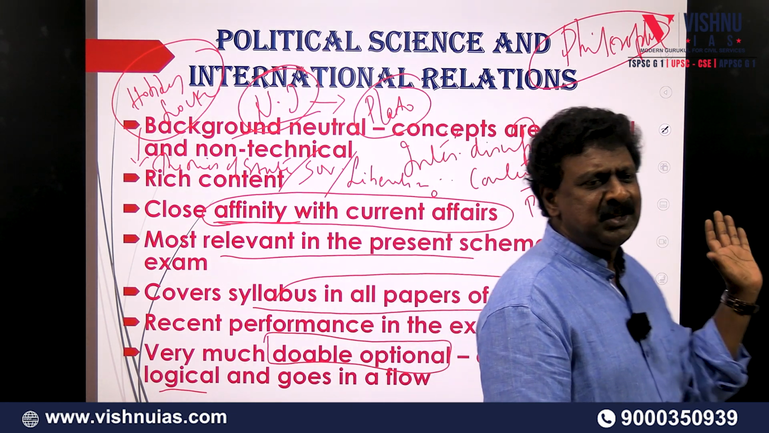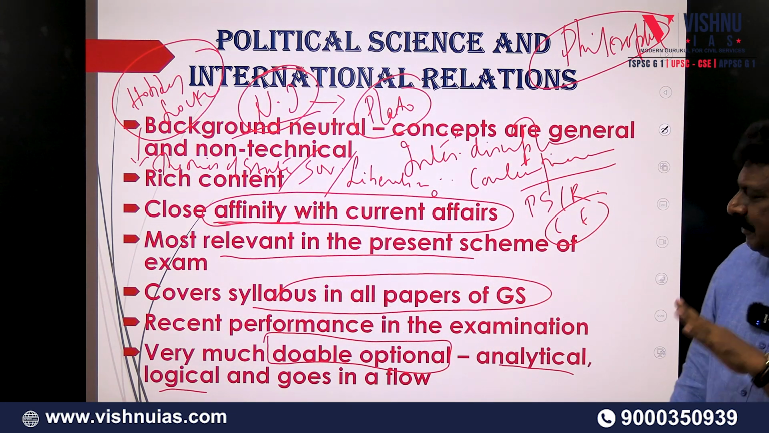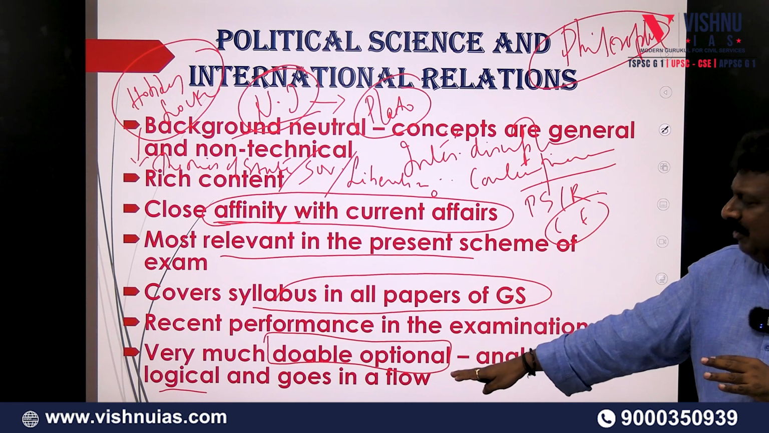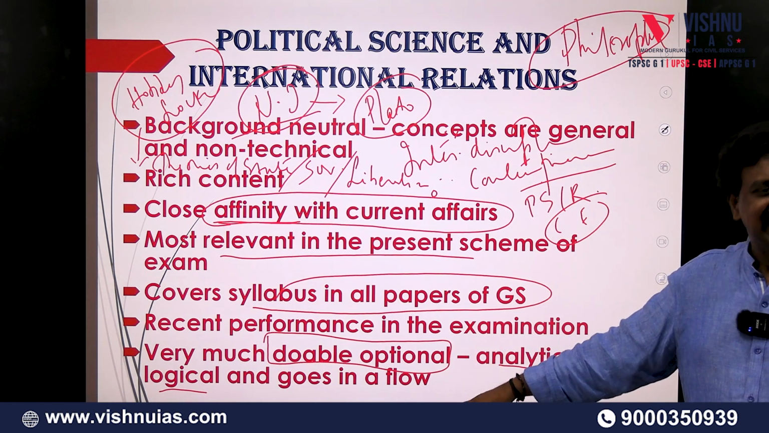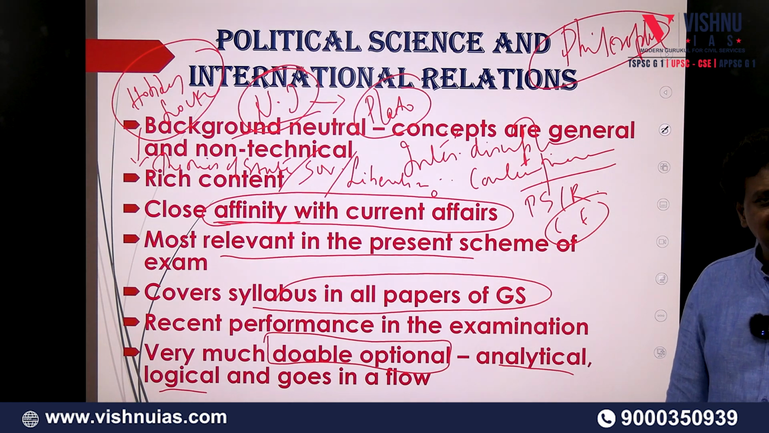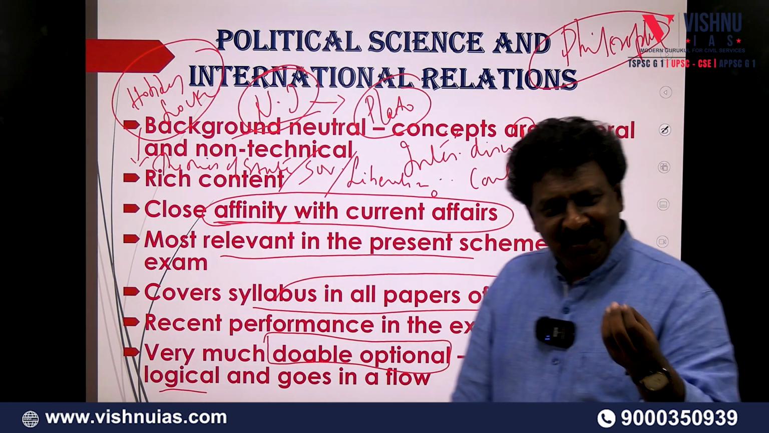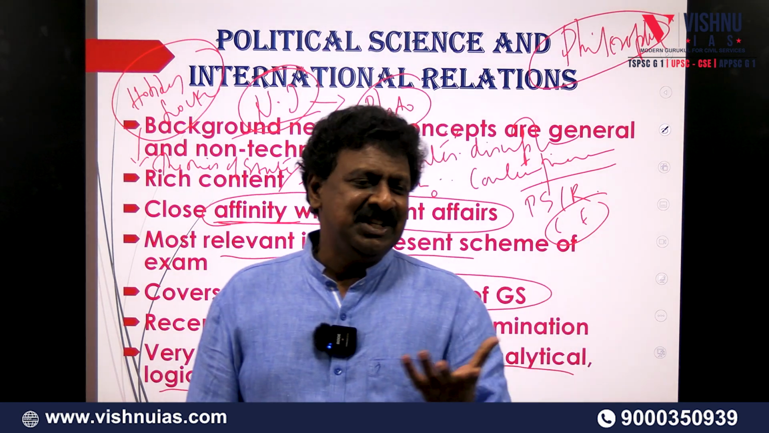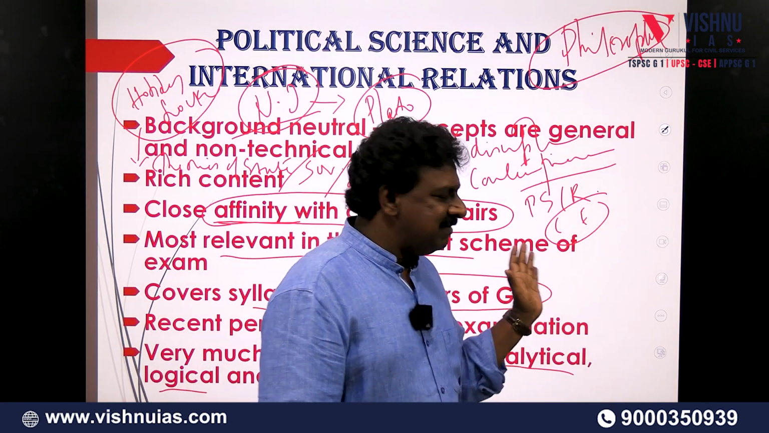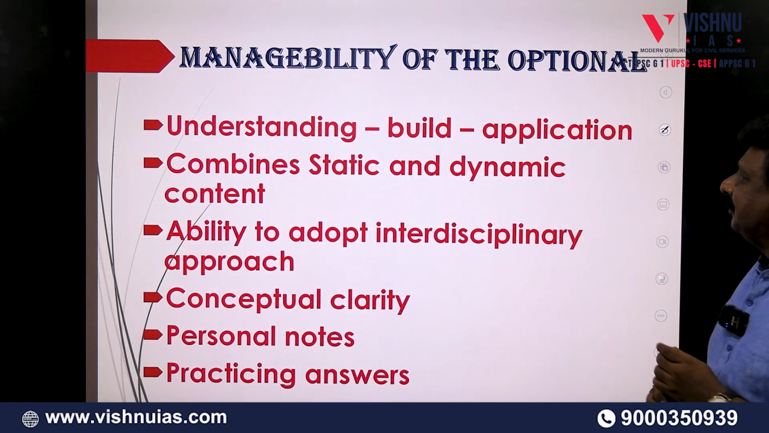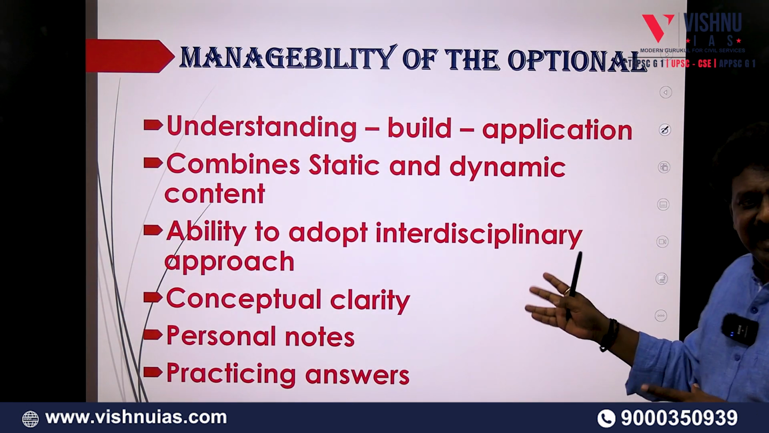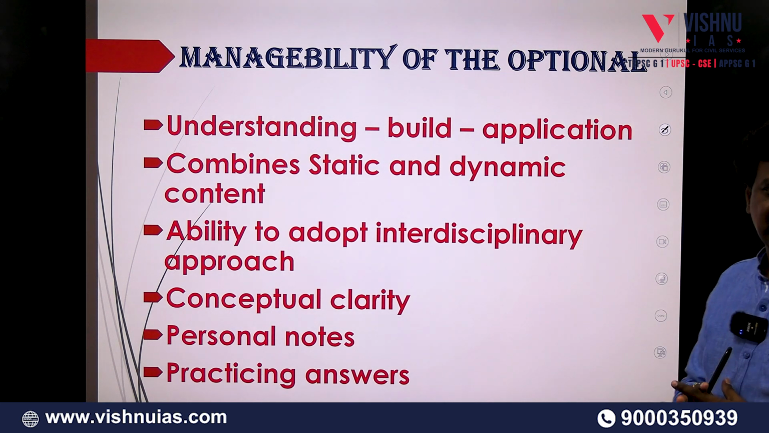It's a very easy part of the syllabus. The optional political science is a very doable optional, primarily because there is nothing in the syllabus of political science which is unmanageable. Every part of the political science syllabus is within our reach, so that makes this optional a very attractive one. Next, we'll see what makes political science a manageable optional.